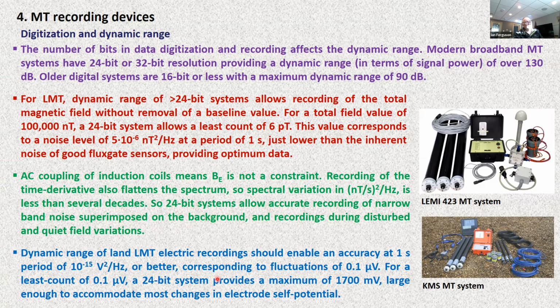For electric fields, the 24-bit system allows a maximum of 1700 millivolts, large enough to accommodate most electrode drift, and at the same time allows the smallest values of around 0.1 microvolts to be recorded, and that's again sort of matches the signal levels that are desirable. In his talk, Adam mentioned some of the advantages of 32-bit systems. They're going to allow much more accurate recording of the various noise sources, and also accurate recording of the natural sources during very quiet times.